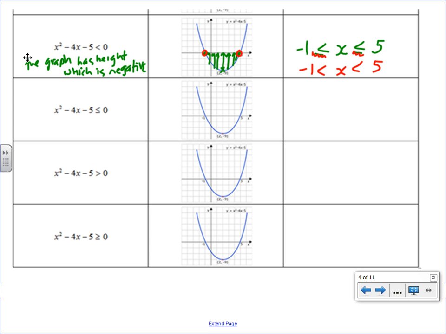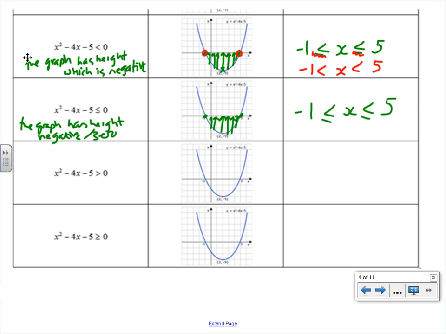Okay. The graph has height, oh look, negative or 0. That's what that says. So that point, that point, that point, that point, that point, that point, this point, this point. Basically, anything between -1 and 5.